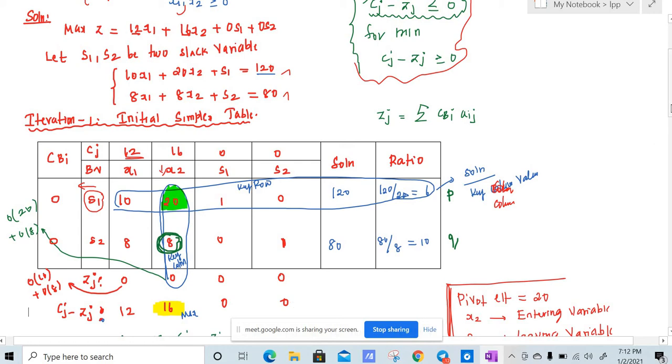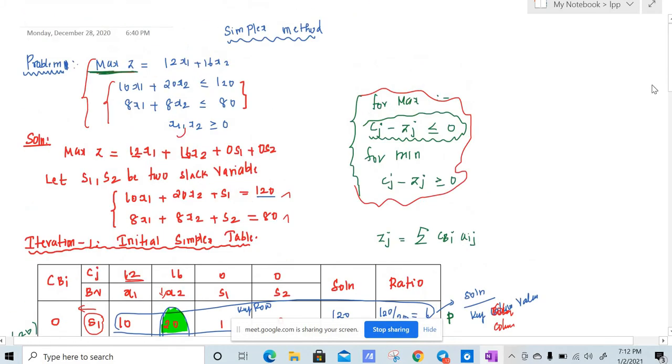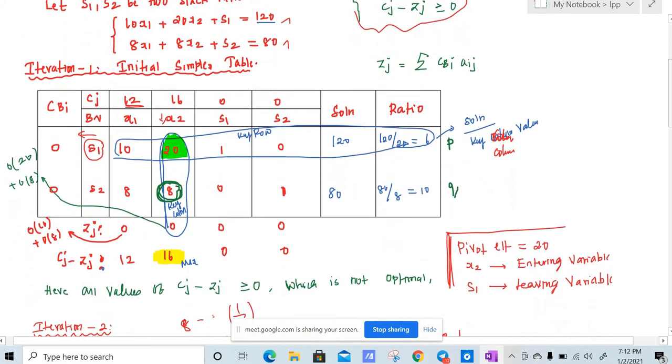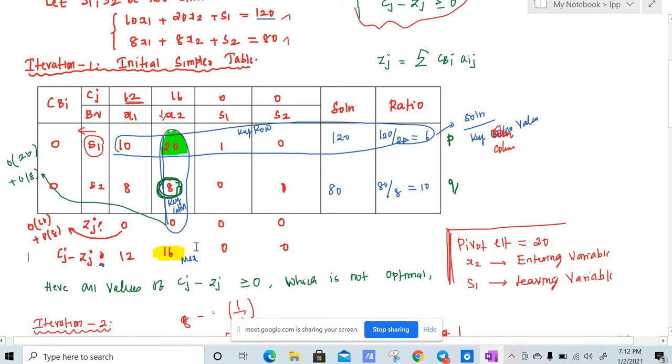Now the question says we need to maximize. For maximize, we can stop the iteration when all the values of Cj minus Zj are less than or equal to 0, right? If it is for minimum, Cj minus Zj has to be greater than or equal to 0. So here it is asked for maximization, so Cj minus Zj has to be less than or equal to 0. But you can see all values are not less than or equal to 0. 12 is greater than 0, 16 is greater than 0, which is not optimal. That means we need to go on to the second iteration.